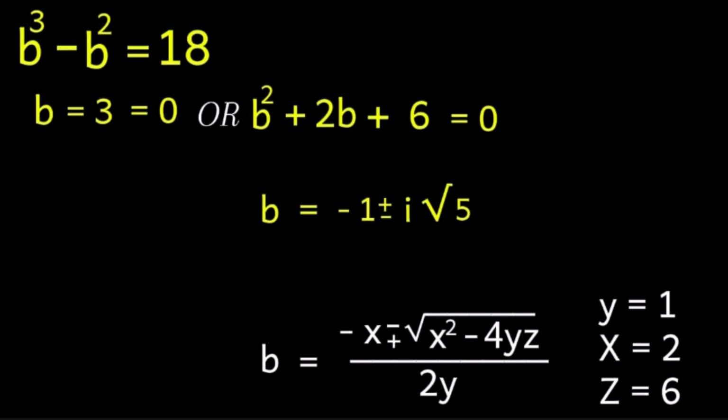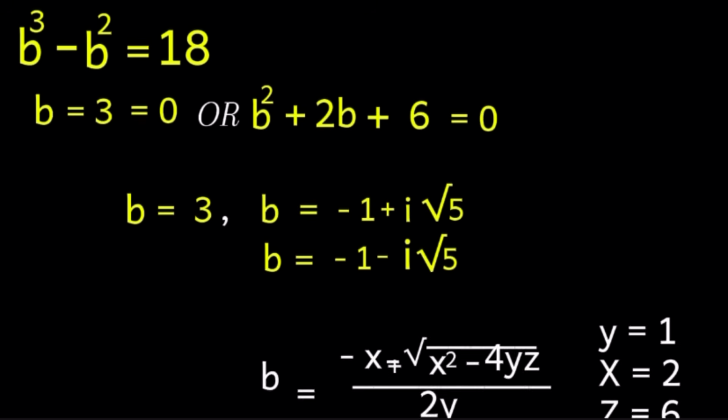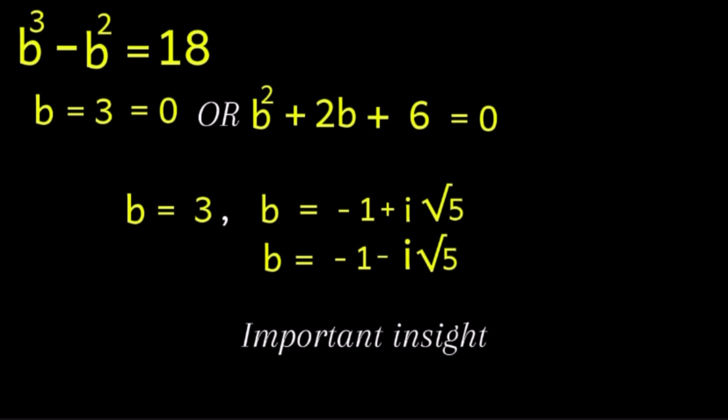Now we have all three roots. b equals 3, b equals negative 1 plus i square root of 5, and b equals negative 1 minus i square root of 5. Here's an important insight. Since this is a cubic equation, it must have three roots in total. One is real, which we found as b equals 3, and the other two are complex, which we just calculated.